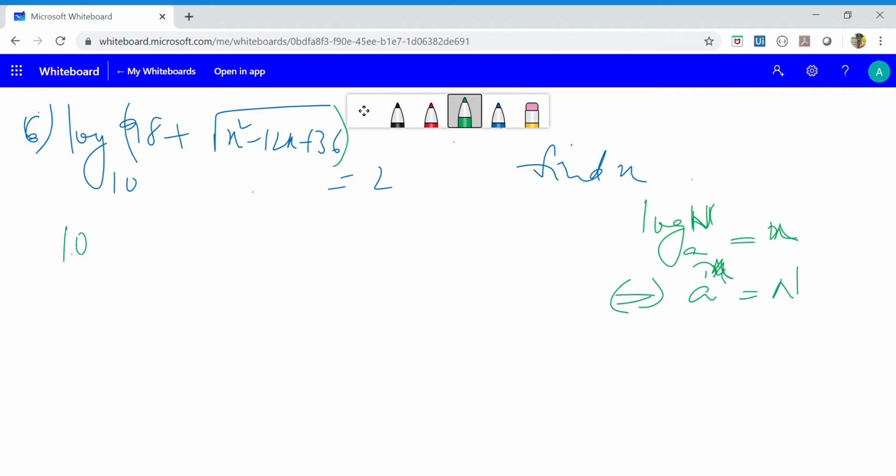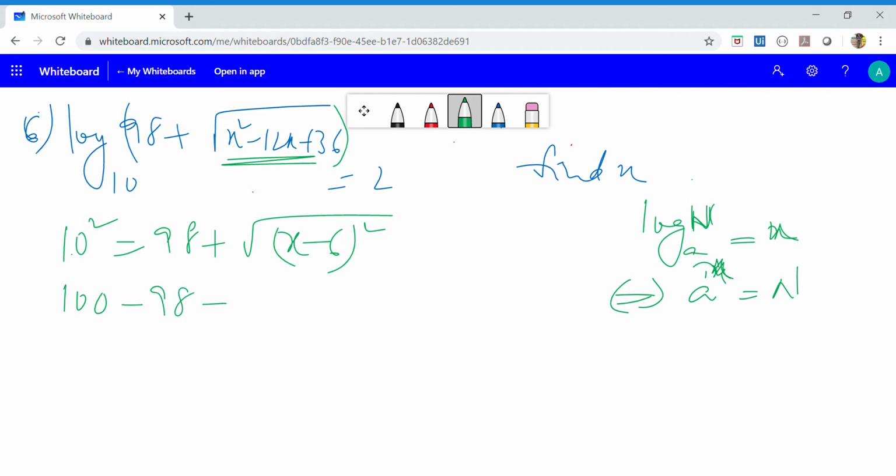So automatically 10 square is equal to 98 plus root over, I am writing this as x minus 6 whole square, because a square minus 2ab plus b square, 6 square, 6 twos are 12. So this becomes x minus 6 whole square. So 10 square is 100 minus 98. Like that you have to analyze the sum and see how to solve it. By seeing the sum, you have to analyze which formula is applicable. If formulas are thorough with you, then automatically you will do that.